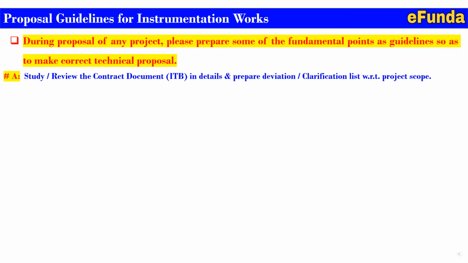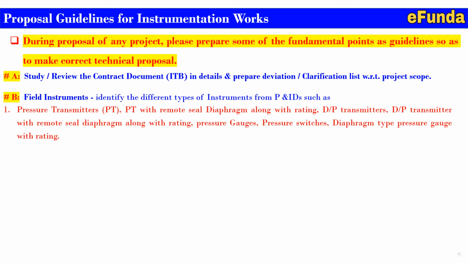Study and review the contract document, that is the ITB, in detail and prepare a deviation or clarification list with respect to any clarification required on the project scope. B. Field instruments: particularly identify the different types of instruments from the PNIDs, such as, first, pressure transmitter (PT) with remote seal diaphragm along with their rating, DP transmitters, DP transmitters with remote seal diaphragm along with rating, pressure gauges, pressure switches, diaphragm type pressure gauges with rating, etc.